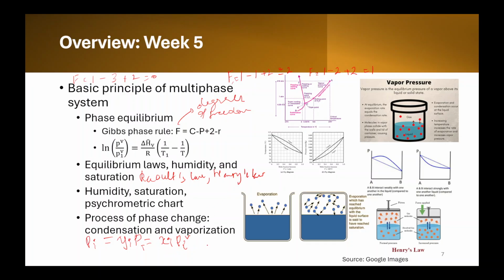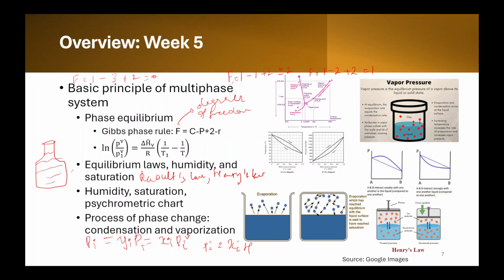And Henry's law stated that the partial pressure of the gas above the liquid is equal to Xi into H. So suppose, for example, there is some container with some liquid filled up to this point, and you need to add a gas. You need to dissolve a gas into this liquid.